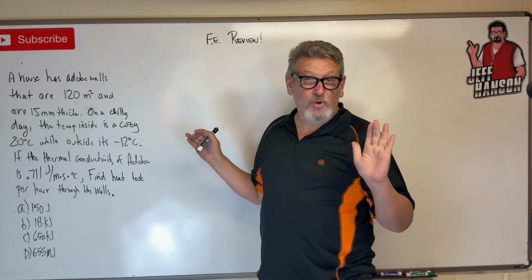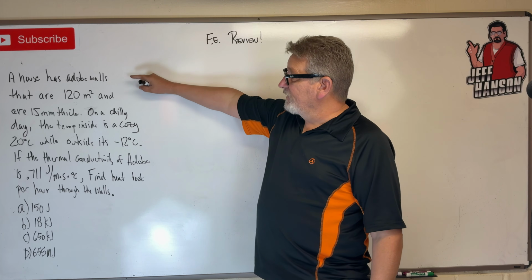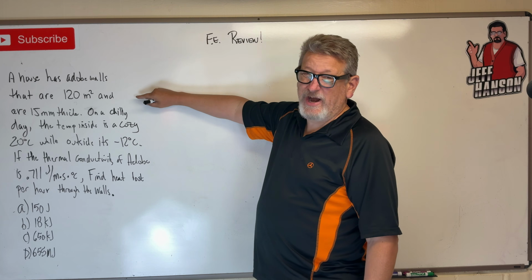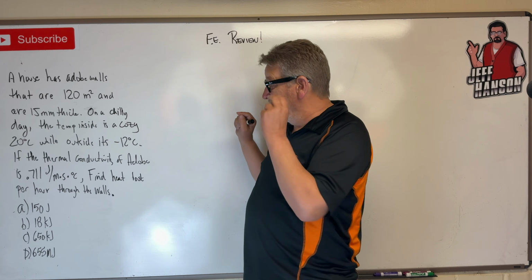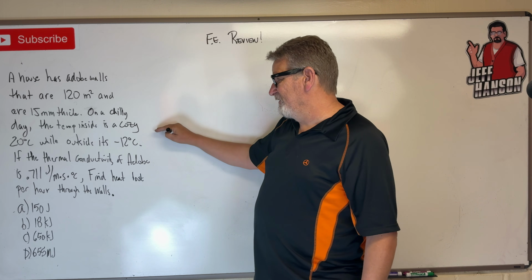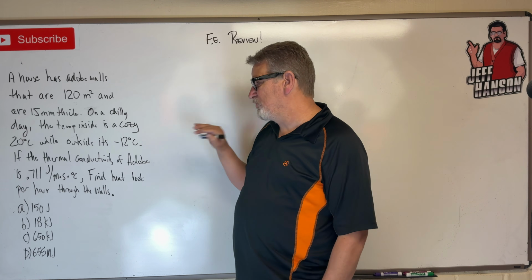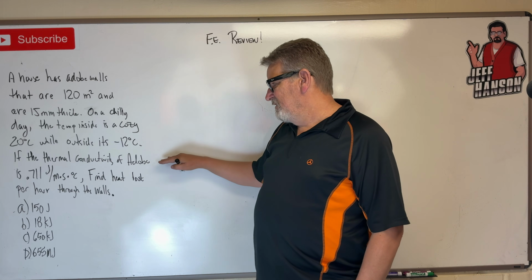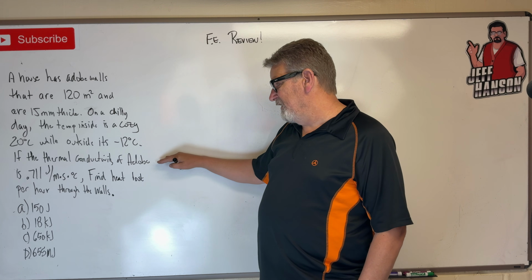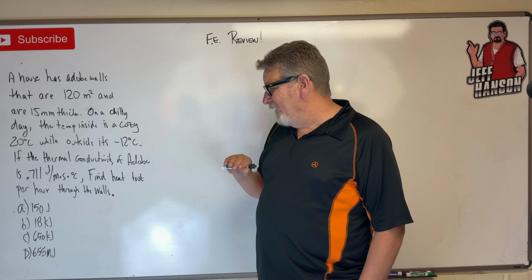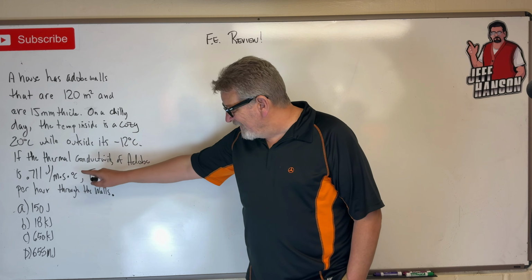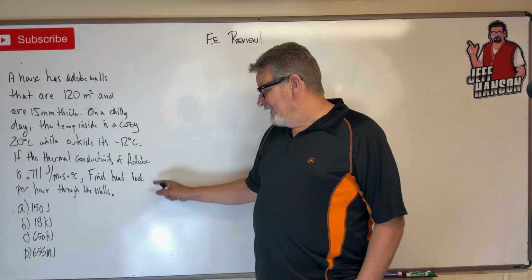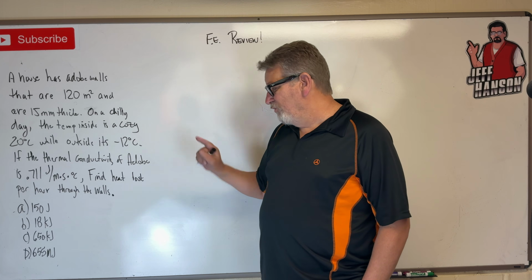This one's on thermodynamics. Okay, so here we go. A house has adobe walls that are 120 square meters and are 15 millimeters thick. On a chilly day, the temp inside is a cozy 20 degrees C, while outside is negative 12 degrees C. If the thermal conductivity of adobe is 0.711 joules per meter times second times degree C. Weird unit, huh? Find the heat lost per hour through the walls.